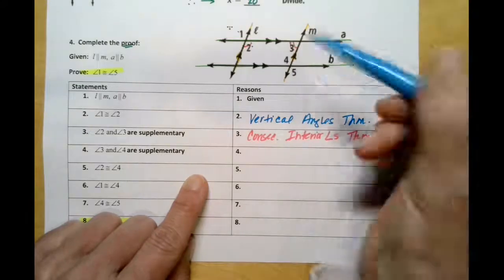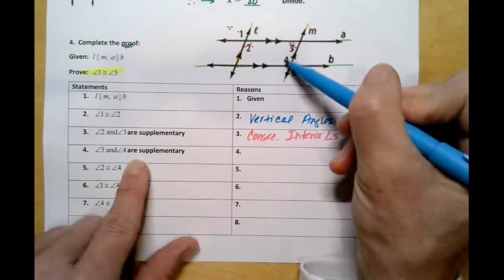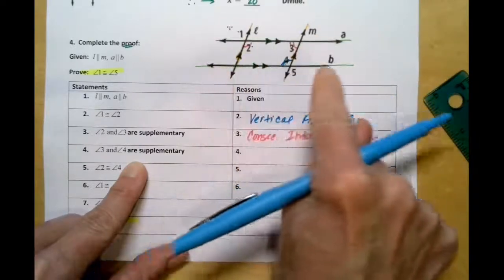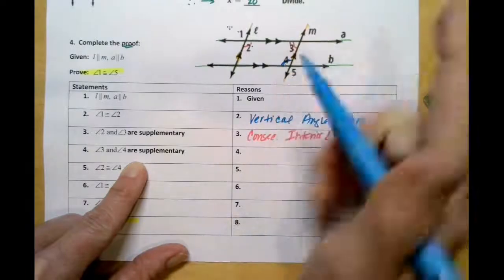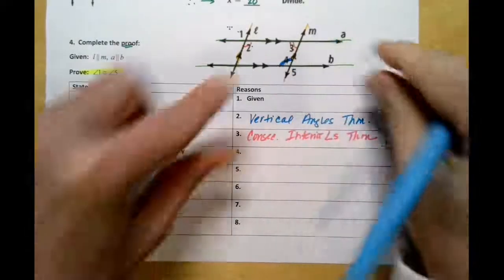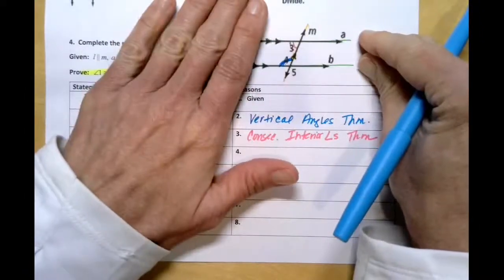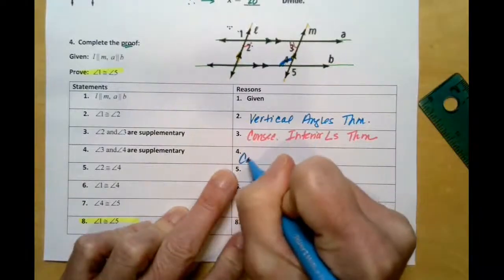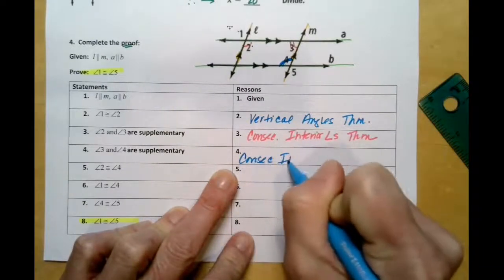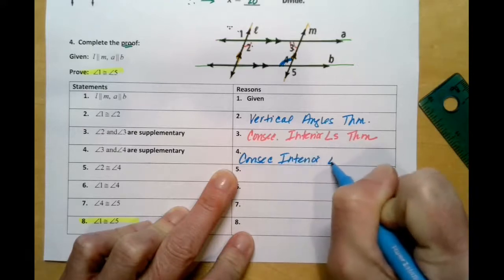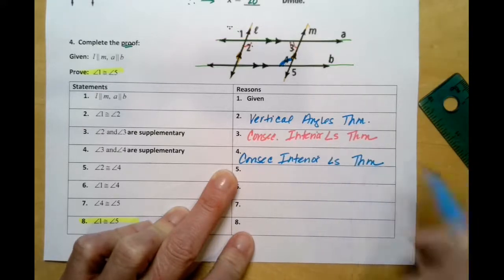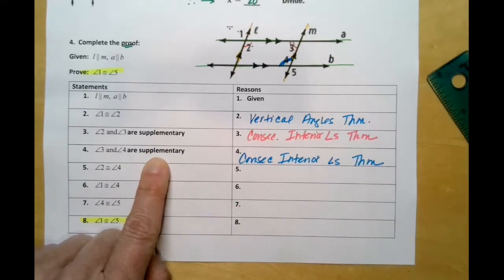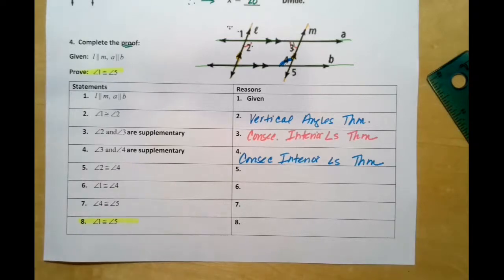Now we have 3 and 4 are supplementary. What? Now look, here's our green lines and here's our yellow transversal, which is going to mean that now in this line system, cover this one up, 3 and 4 are also consecutive interior angles, and the theorem says that they are going to be supplementary. All right, here's a bold move.